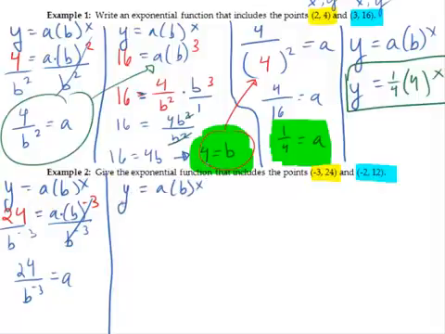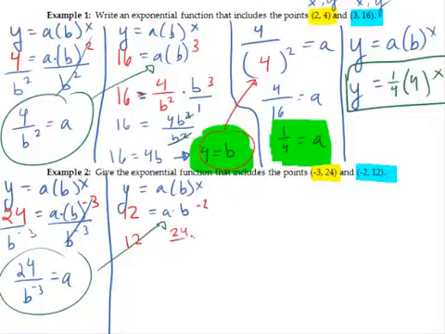Step 2, y equals A times B to the x. Plug in the second point. So 12 equals A times B to the -2. We also here need to plug in the A value. So this guy gets plugged in here for A as well. So we get 12 equals 24 over B to the -3 equals B to the -2.